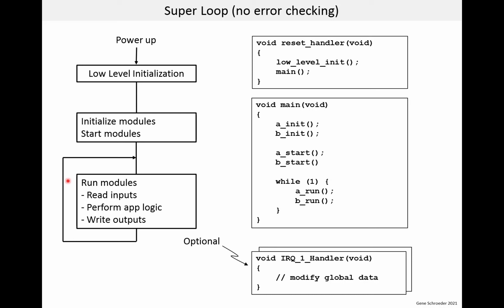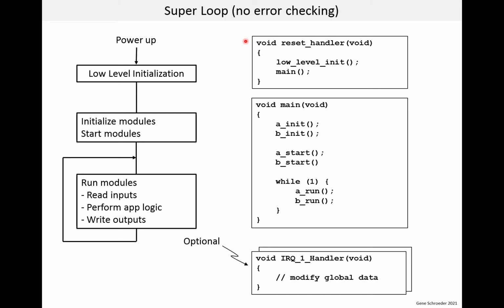Now here is a trivial example of what modules might do in this loop. There might be a module that reads inputs. There might be a module that performs application logic, and then another one that writes outputs. And that's all there is to it. What makes it so super? I don't know. It is the top level loop, so I guess it is above any other loop in the software.